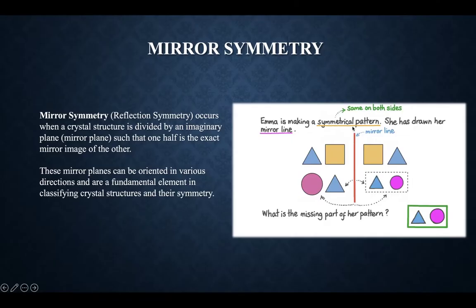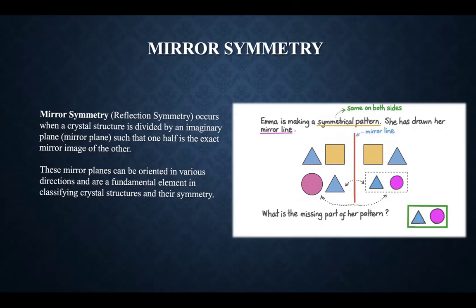These mirror planes are imaginary planes. You should consider that if one crystal structure forms the exact same structure on the other side, vertically opposite to each other, this is called mirror symmetry.